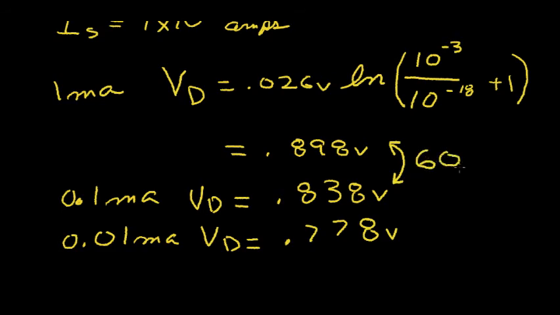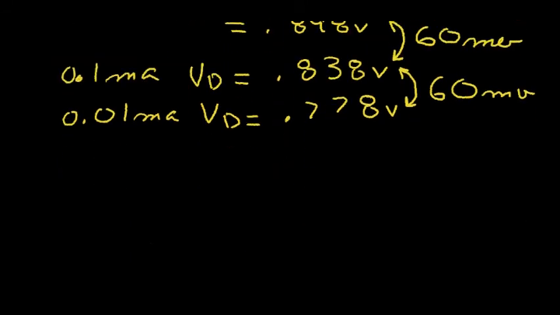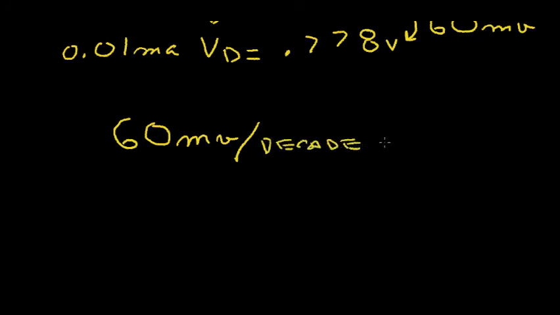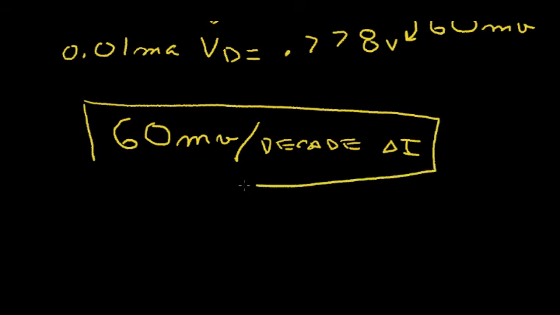Now notice that the difference in voltage when we change the current by a factor of 10 is 60 millivolts. Now look here. Again, we change the current by a factor of 10 and we get a difference in voltage drop across the diode of 60 millivolts. So there's a rule of thumb. For a decade change in current, the diode voltage changes by 60 millivolts. 60 millivolts, and again, this is per decade. Decade of current change, I'll call it delta I. And this is a rule of thumb that's good to remember.